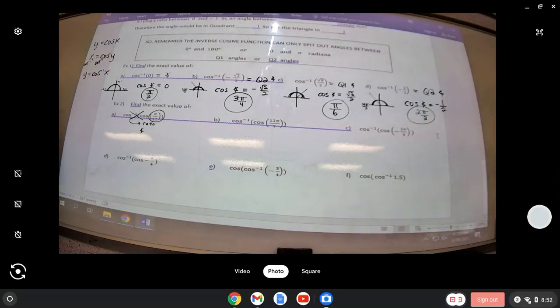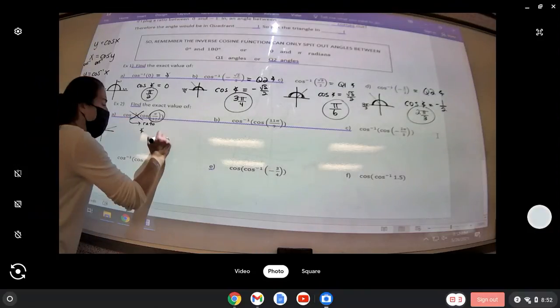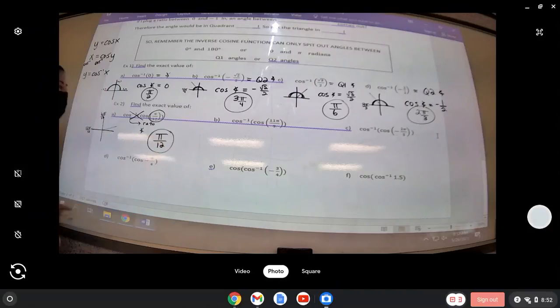Guys, is pi over 12 an angle that landed in quadrant 1 or quadrant 2, between 0 and pi? Well, think about it. If this is pi's over 12, here's 12 of them. Half of them would be 6 of them. Where's 1 pi over 12 going to be? Right there in quadrant 1. So that's definitely an angle that this function is capable of spitting out. So pi over 12 is definitely our answer.